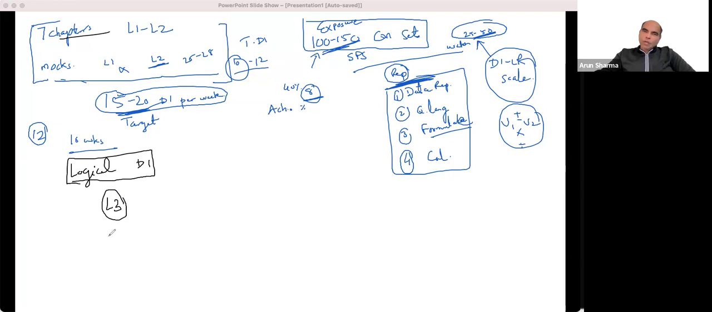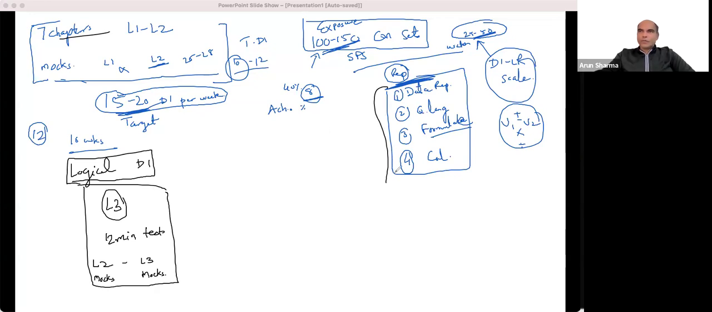Then you go to the 12-minute tests, and then you've got LOD 2 mocks and LOD 3 mocks. And again, logical DI is about data analysis. Logical DI involves all this, plus it involves data analysis. It might go a little bit down on the calculation bit, but heavy data analysis is required in logical DI questions.